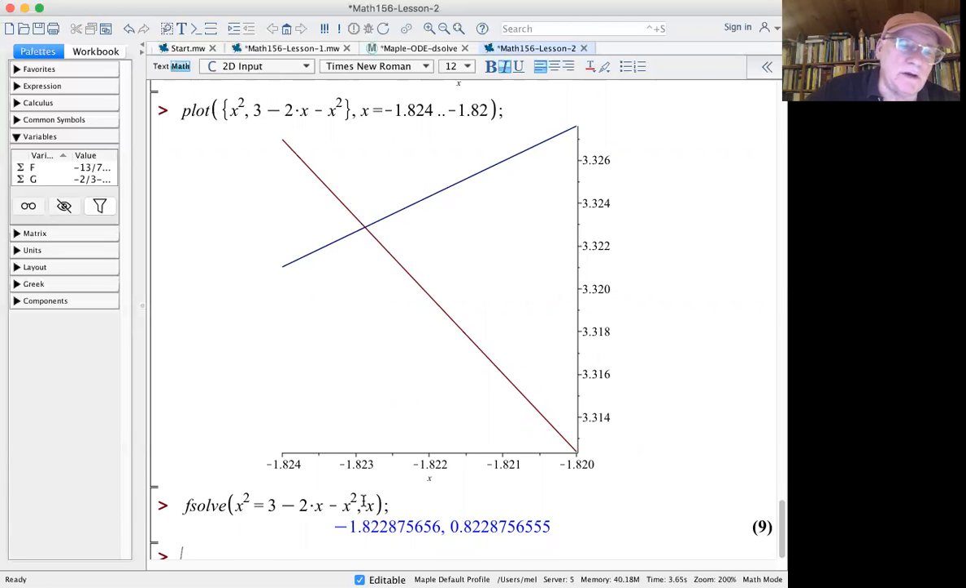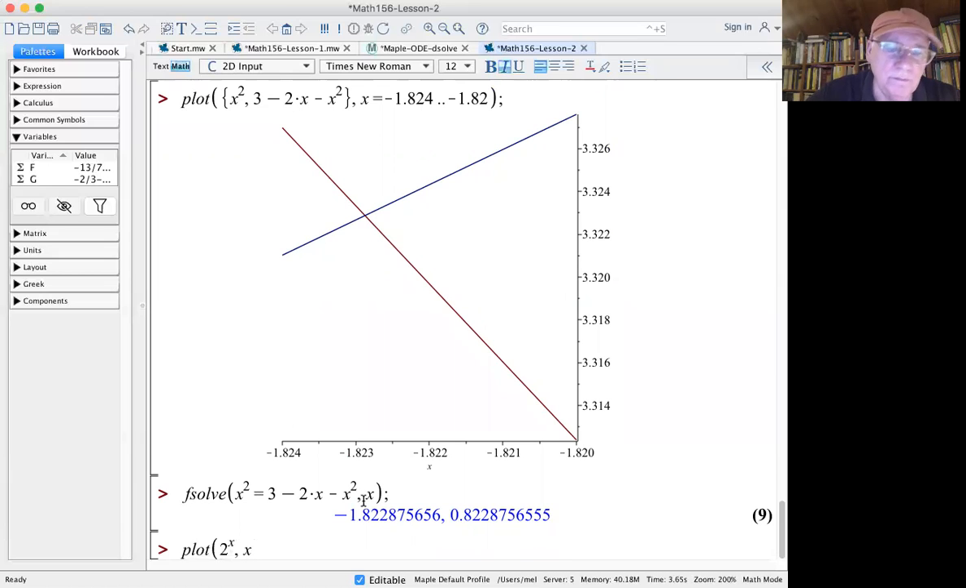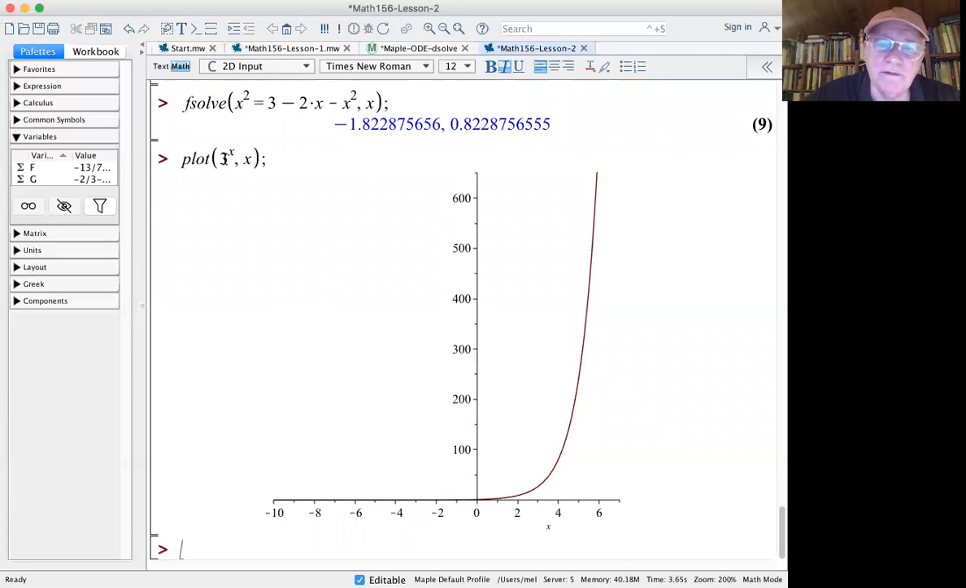Let's look at some other kinds of curves, not just polynomials. Maybe let's look at some exponential functions. Suppose I want to plot the function 2 to the x. That's what it looks like. Shoots up very quickly. Then you make it 3 to the x. Goes up even faster.